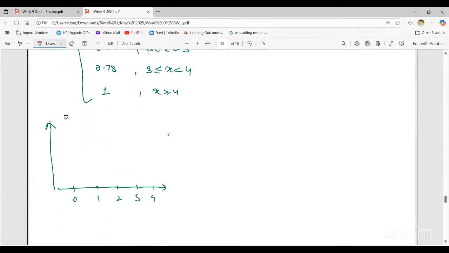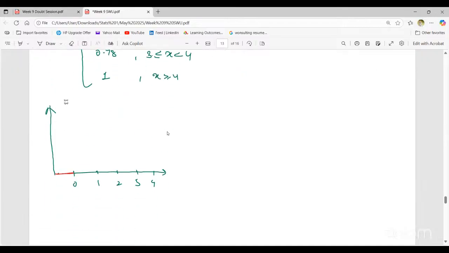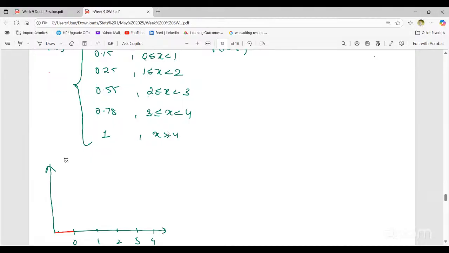Okay. So that means till here, it's 0. This is fine. I will just go step by step. If you're not able to understand, let me know. This thing is clear. For x less than 0, it's 0, so this will be a line, correct? Now the next part is from 0 to 1.